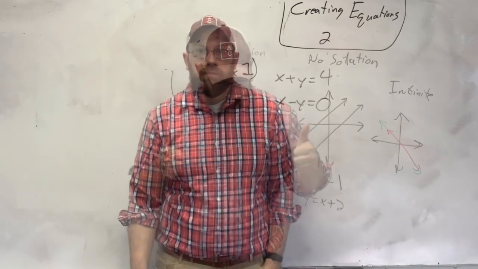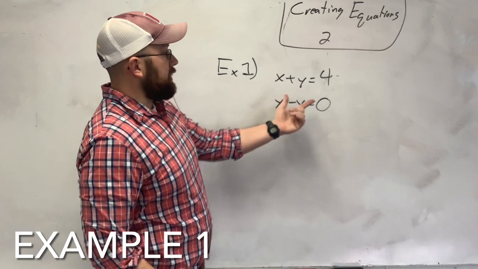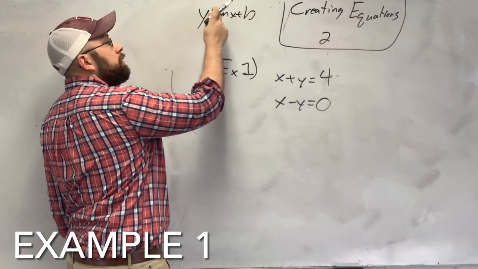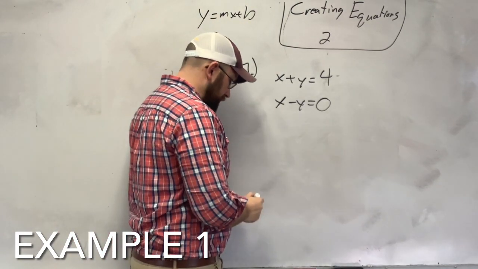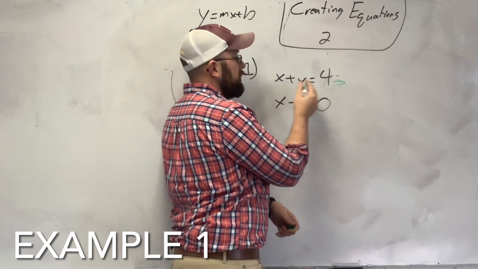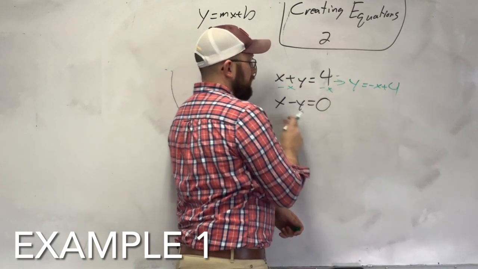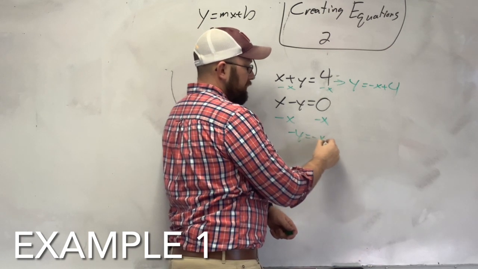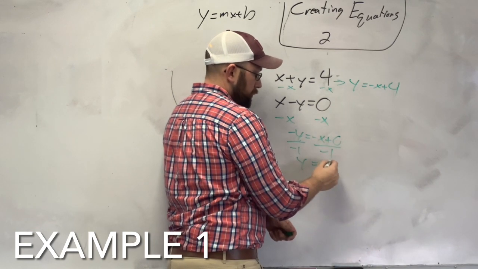All right, example number 1. This is not in slope-intercept form. Anytime you graph a line, you always want it in slope-intercept form, which has the y on one side and the slope and the y-intercept on the other side. So I'm going to change both of these into slope-intercept form. This one, I just need to subtract the x from both sides. Same thing here first. So negative y equals negative x plus 0. Then divide by negative 1, so y equals x.